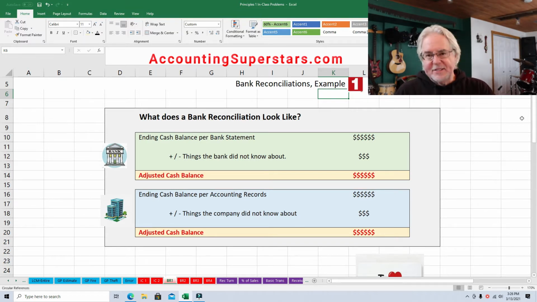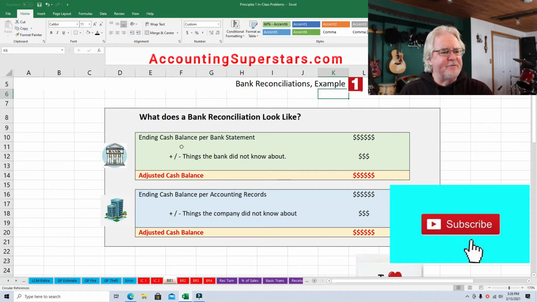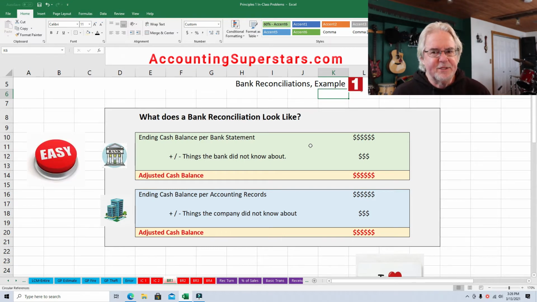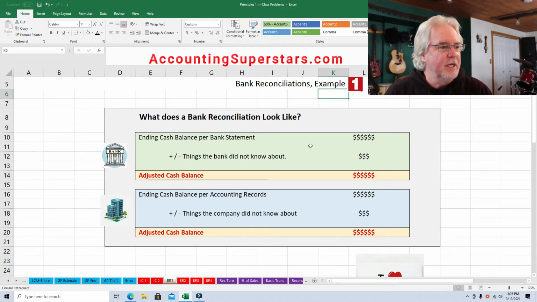So what does a bank reconciliation look like? Well, it's divided into two halves. The green half up here, these are things about the bank, the things that the bank doesn't know about. There's a lot of things that the bank may not know about. Maybe the bank made a mistake and they're not aware of it. Or maybe you wrote out a check or bought something and the bank hasn't processed it yet. They don't know about it. Or, this doesn't happen very often, maybe you made a deposit and the bank hasn't processed it yet and it hasn't shown up on your bank statement. So they're just things that the bank doesn't know about.